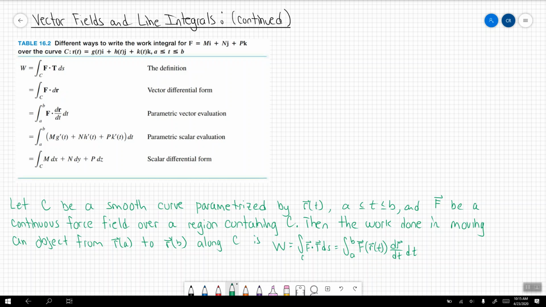And I want to take this table directly from the book, that's the Thomas Calculus. This table goes through and describes all these work integrals that we've been looking at very explicitly, right? The first one gives you how we define it using the definition. Then if we want to use a vector differential form, we use this. If we want to use a parametric equation, then we use this. If we want to use parametric scalars, then we use this. And if we want to just use a scalar differential form, then we use this form.